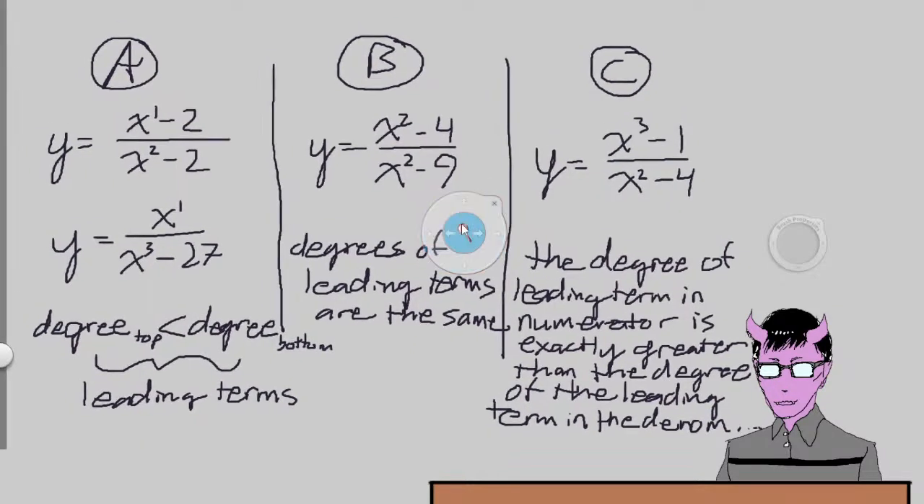Alright. That's basically your 3 scenarios. Again, the bottom degree is greater than the top degree for the leading terms. The degrees are equivalent for both leading terms. And then the degree on the top is greater than the degree of the bottom for the leading terms, by exactly 1. It has to be exactly by 1. Otherwise, you get a kind of difficult situation that classes don't typically cover.